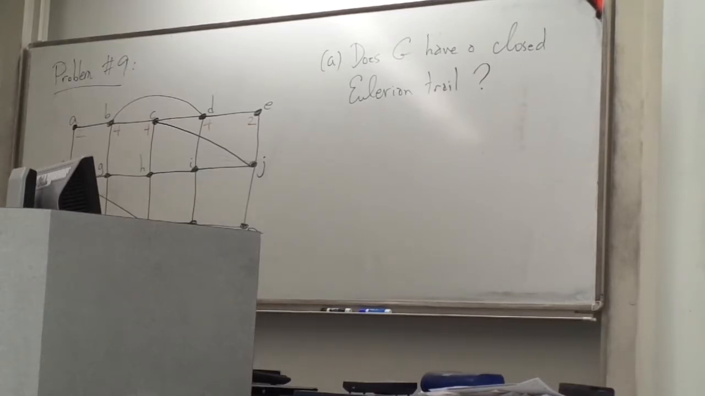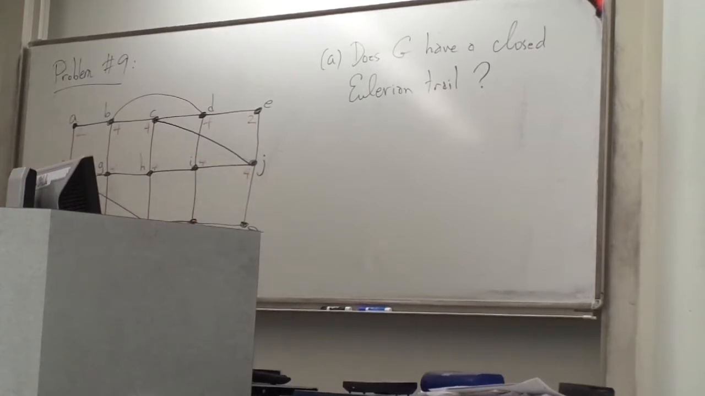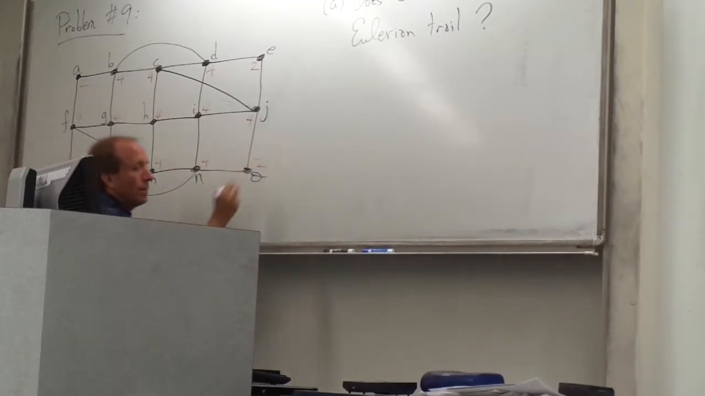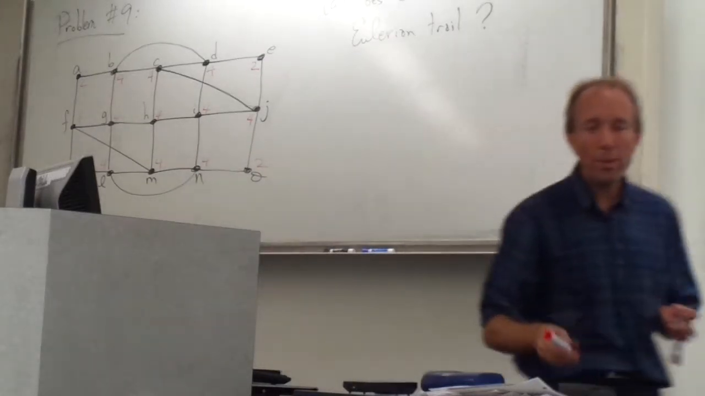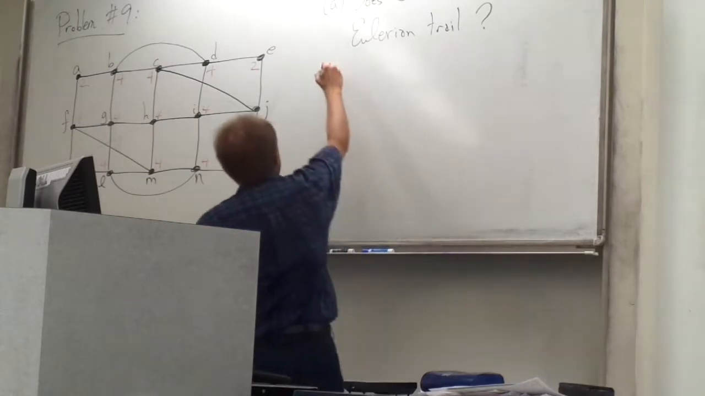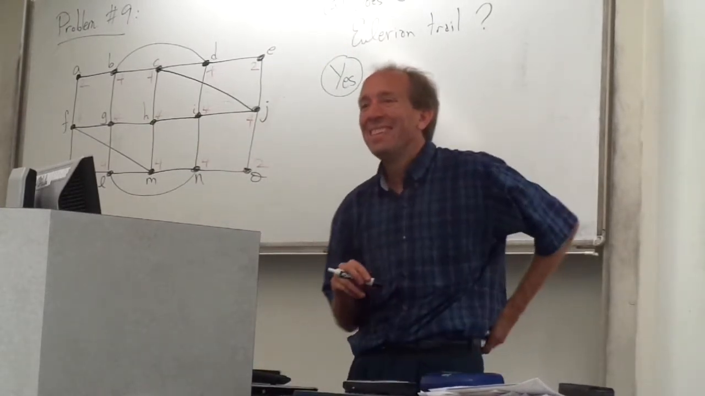Let's see. Rocky, can you do the second row? All 4. They're all 4? 4, 4, 4, 4, and 4. Yep. Okay. And Adriana, how about the bottom row? 2, 4, 4, 4, and 2. Okay. Based on that, does this graph have a closed Eulerian trail? Yes. All the vertices have even degree. So now you have to give me one.